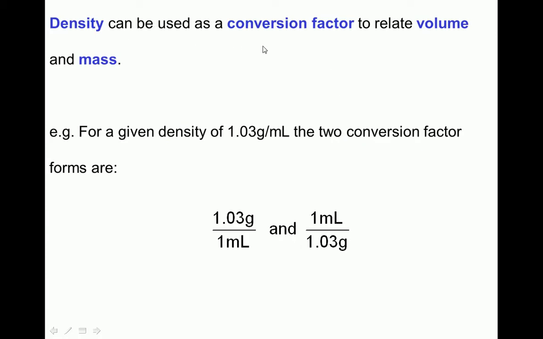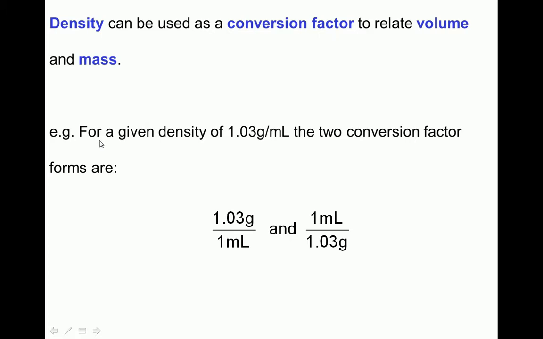So density can be used as a conversion factor to relate volume and mass. This is really useful, because if you know the density, you can measure the mass and calculate the volume. Conversely, this could be useful if you have a solid object that is very easy to measure the mass of, but quite awkward to measure the volume of. Similarly, you may have a liquid where it's very easy to measure its volume, but what you really want to know is the mass, and measuring the mass of a liquid is a little bit awkward. So density can be used to convert between volume and mass.